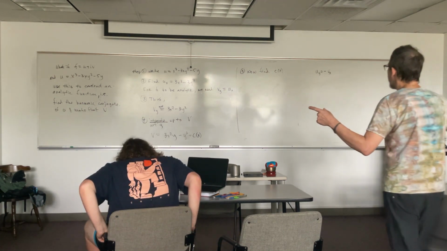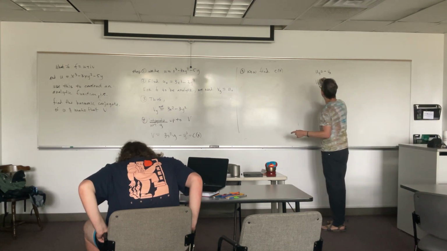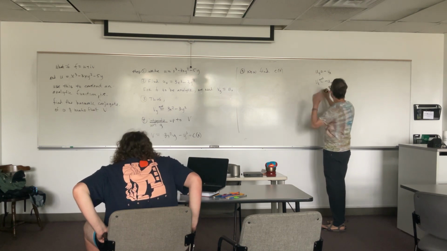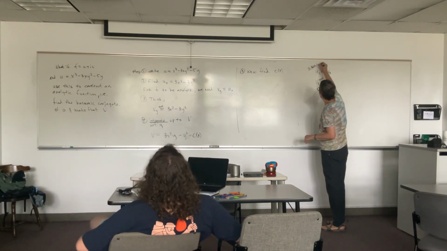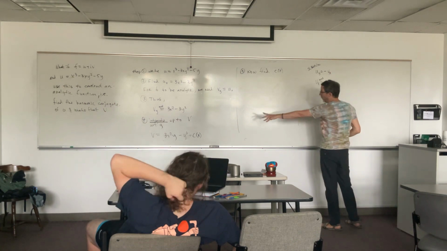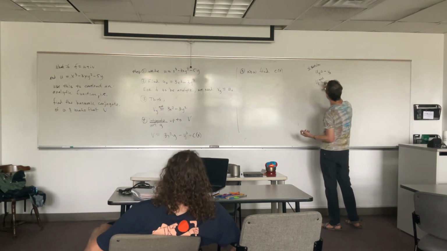So V with respect to X has to equal 6XY plus 5. Let's just do a little scratch over here. We need this to also be satisfied, and this is what we're going to do in this part. We're going to find C of X so that Cauchy-Riemann is satisfied fully.